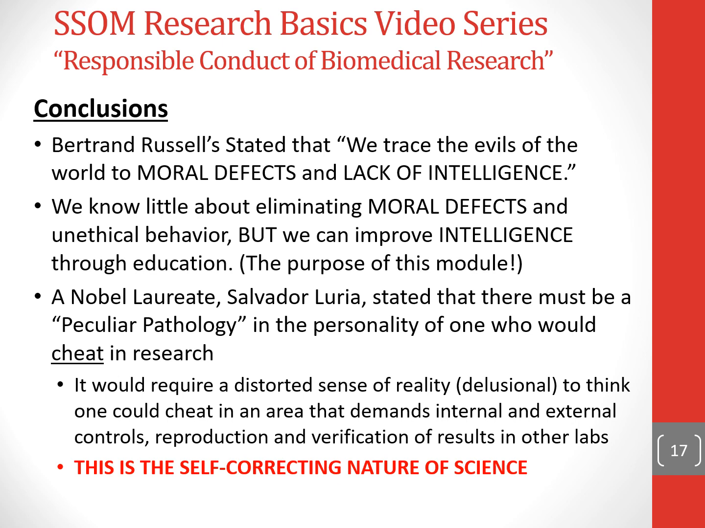And the Nobel laureate Salvador Luria said that there must be a peculiar pathology in the personality of someone who would cheat in research. And the reason this was stated is he said it would require a really distorted sense of reality. Someone would have to be delusional to think that one could cheat in science, because this is an area that demands internal and external controls and reproduction and verification of those results in other labs. Your internal controls, right? In the experiment that you're doing, you have controls built in, like a placebo group, for example, or a group that doesn't receive the treatment. And then there are other people around you who should be watching as well. And then once you publish that data, it has to be replicated, reproduced by others, and verified by other labs.